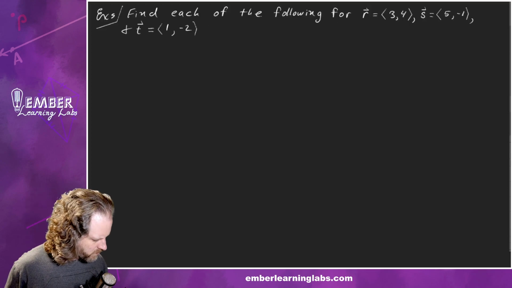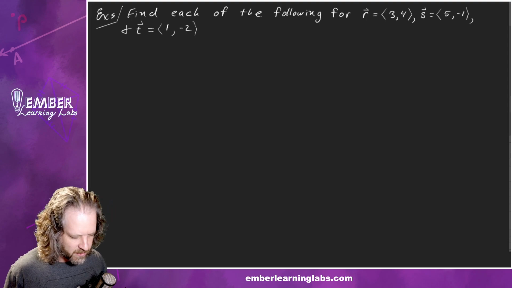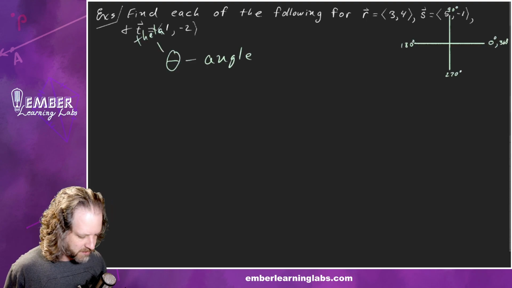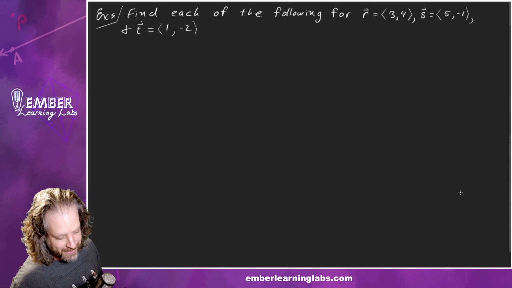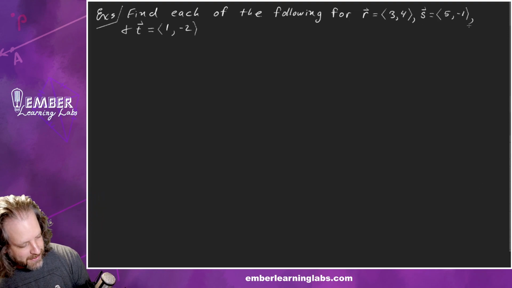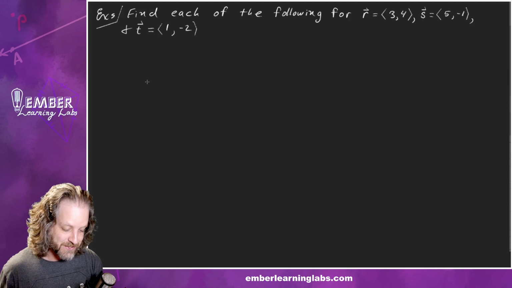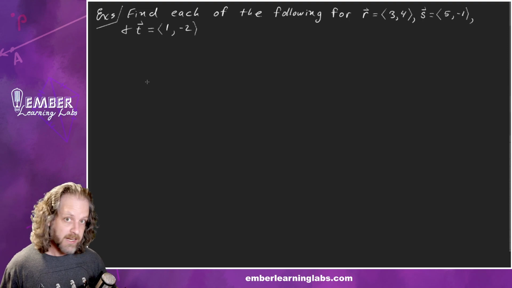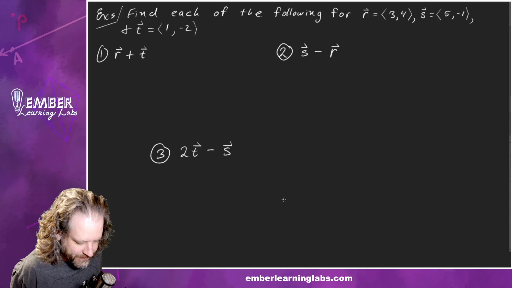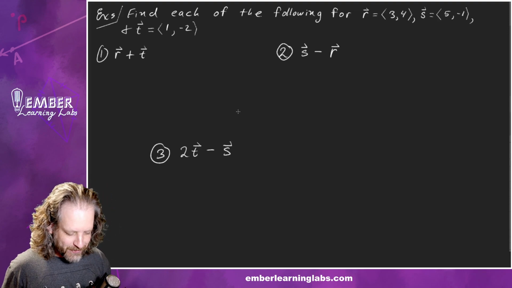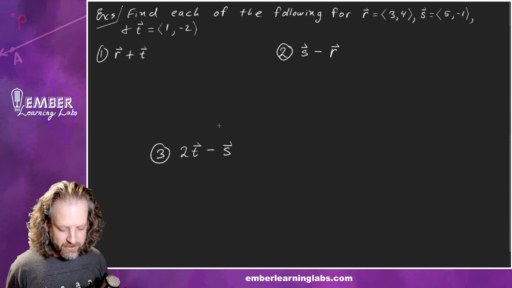For each of the following, I forgot to write down the rest of the words of this problem. So for each of the following, vector R is this, vector S is that, vector T is that. Find, for dramatic effect. Anyway, let's jump in and do it.